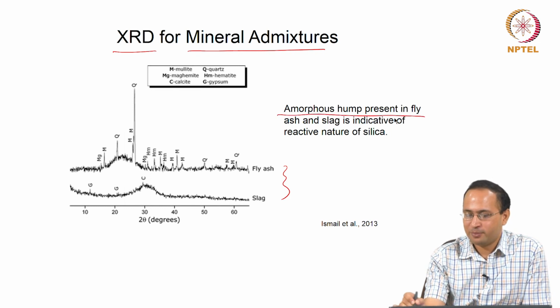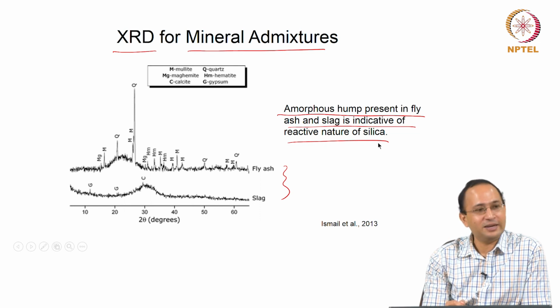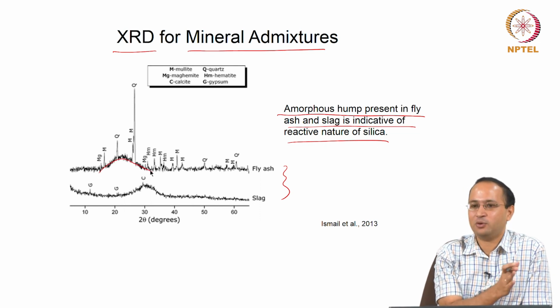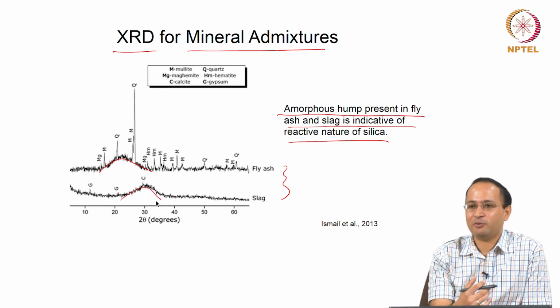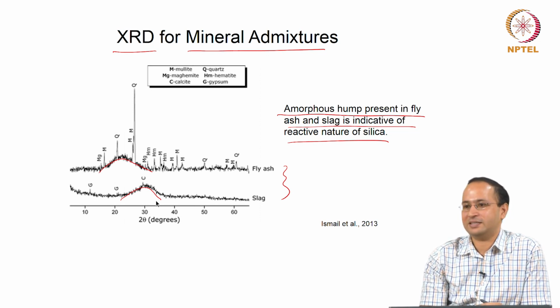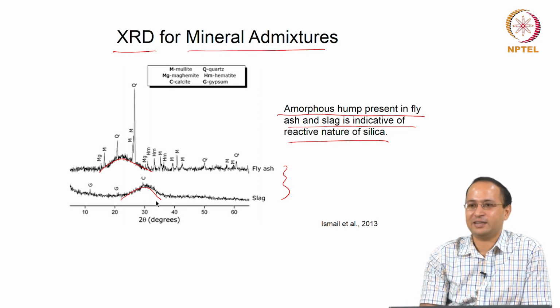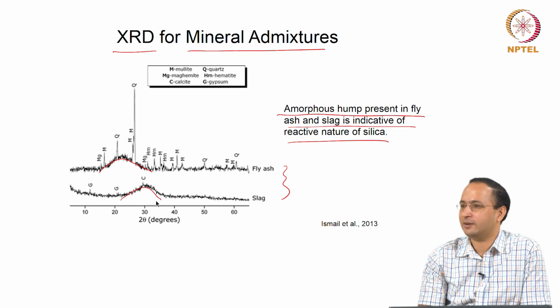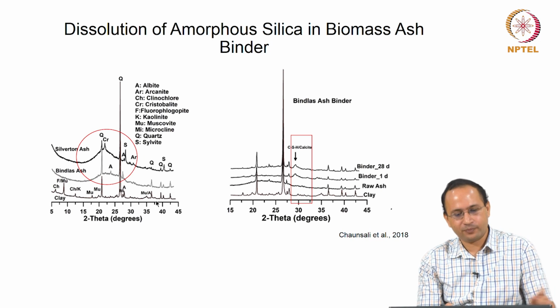The amorphous hump present in fly ash and slag is indicative of the reactive nature of silica. In fly ash, this amorphous hump is usually between 20 to 30 degrees. When you see this kind of hump, the first thing that comes to your mind is the amorphous nature, which we can use. That is the reason why we use fly ash: it dissolves, releases silica, reacts with calcium hydroxide and forms calcium silicate hydrate. So, XRD can give you insight about that.